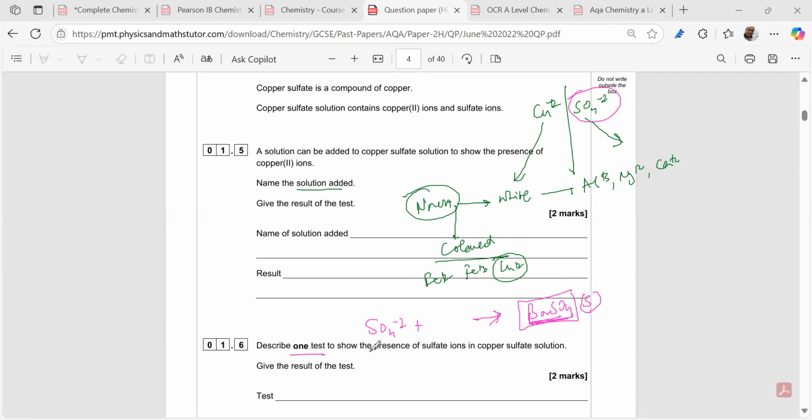Show one test to show the presence of sulfate ions in copper sulfate solution. What do we do? We add barium chloride, right, in acidified conditions. Prior to that, we have to make acidified conditions because carbonate ions, if it is contaminated, right, can be eliminated by adding an acid. We can add HCl also, right, over here to eliminate. Then we add barium chloride. When we add barium chloride, it gives you barium sulfate. This barium sulfate is a white colored precipitate, right?